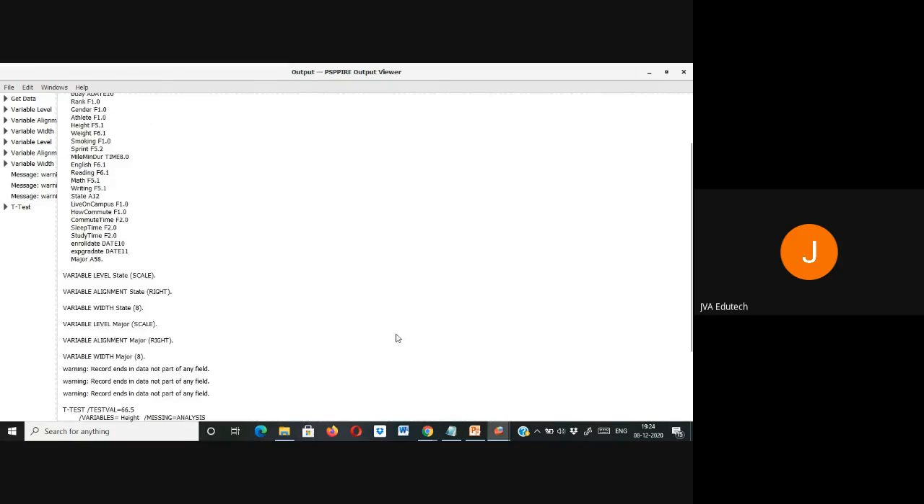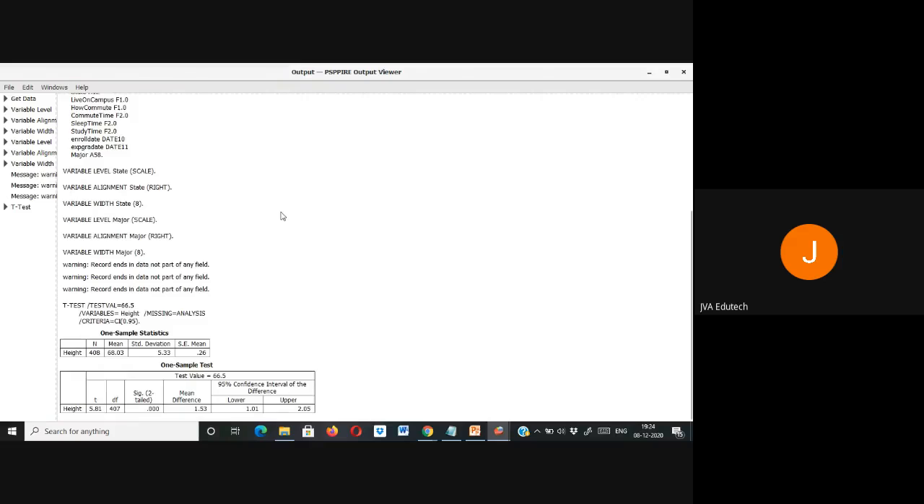Now go to the output. In the output, you can see the one sample statistics: the mean value is 68.03, the mean height of your sample. And you can compare with the earlier analysis, the basic descriptives, where the mean value was this much only, and the standard deviation was 5.33.